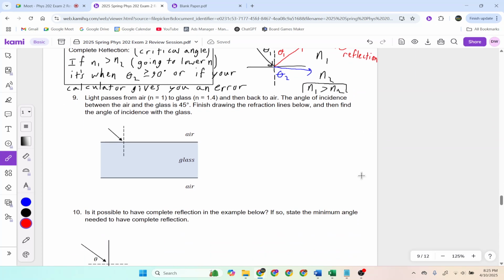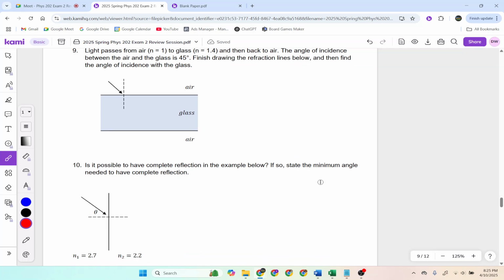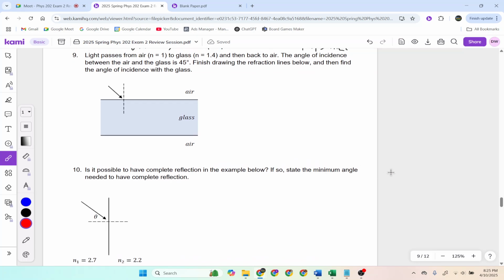Okay. Number 9. Light passes from air, n equals 1, to glass, n equals 1.4, and then back to air. The angle of incidence between the air and the glass is 45 degrees. Finish drawing the refraction lines below, and then find the angle of refraction in the glass. So first, here's n1, which is 1, n2, which is 1.4, and maybe we have n3, which is 1 again.